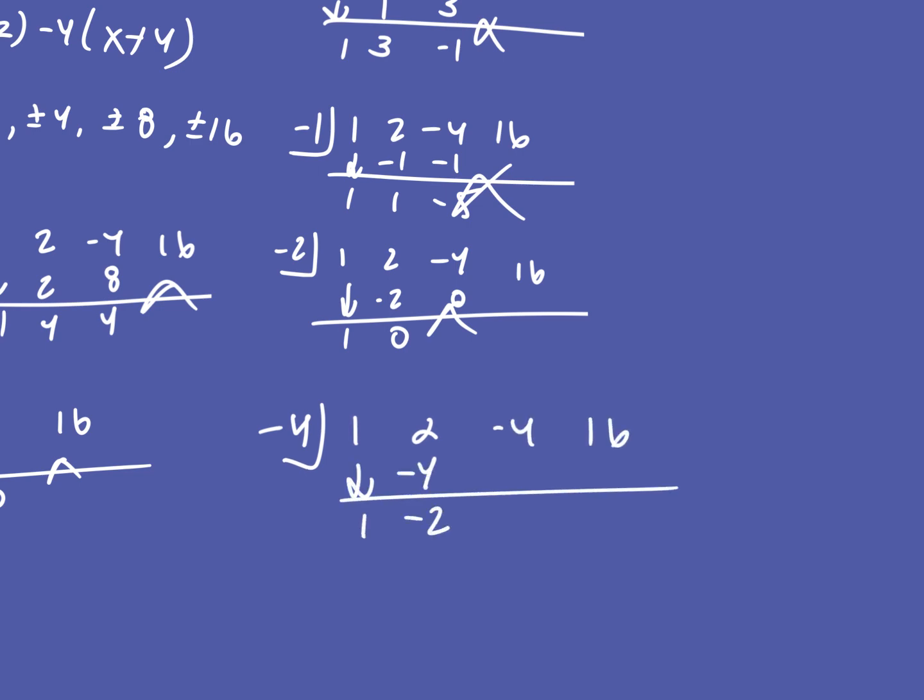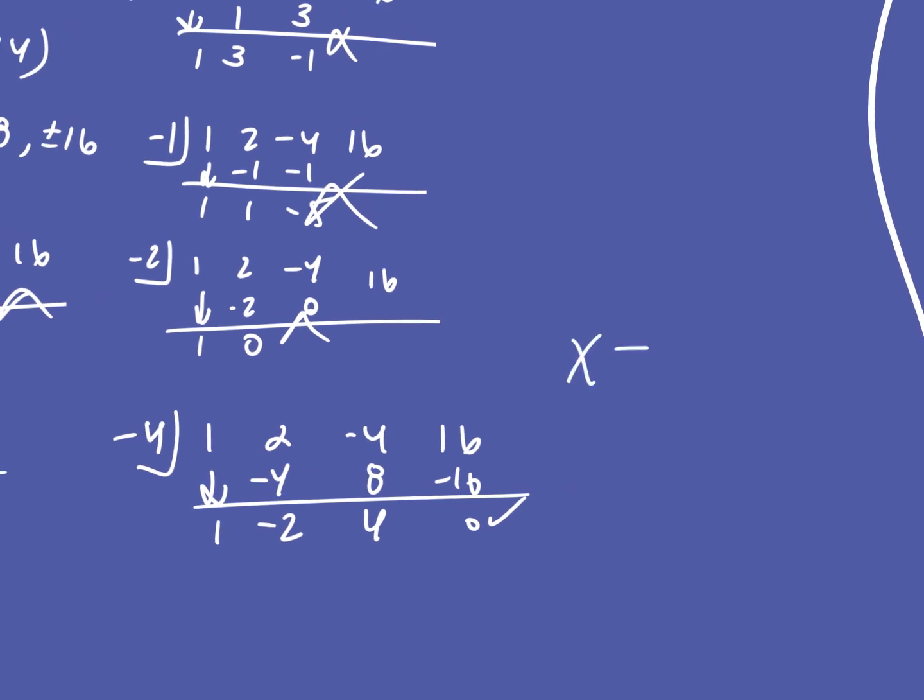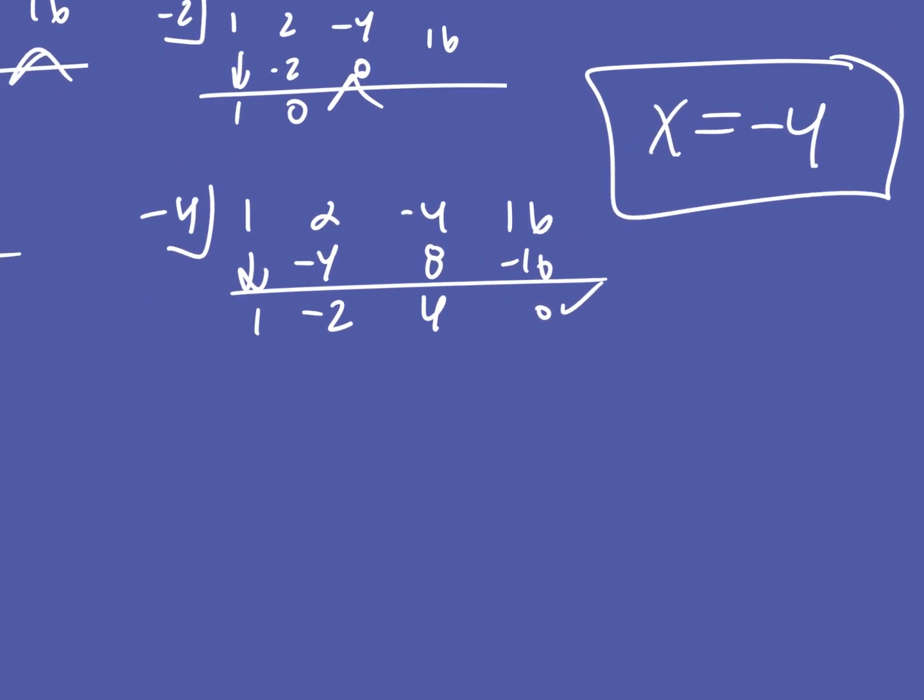Negative 4, negative 2. This is 8. This is 4. What do we find? What's a factor? X equals what? Negative 4. You guys see that? So what do I have left over? This is my resulting polynomial. What is it? X squared minus 2x plus 4 equals 0.